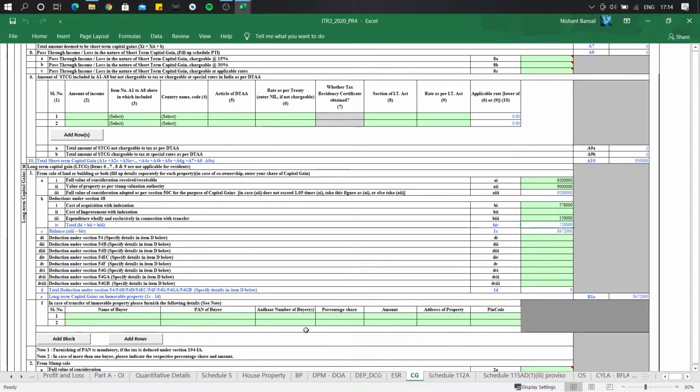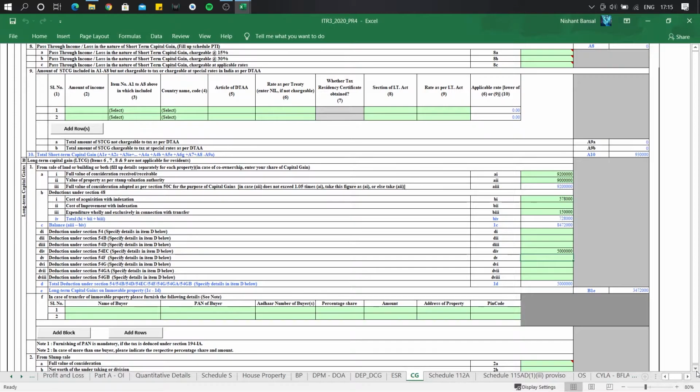So you can see that deductions are mentioned here. So we have to write the amount of deduction here. Deduction in section 54EC, 50 lakhs. Okay. And in case of transfer of immovable property, we have to furnish the following details as well. But in this case study, since the details are not given, we would simply leave it blank.